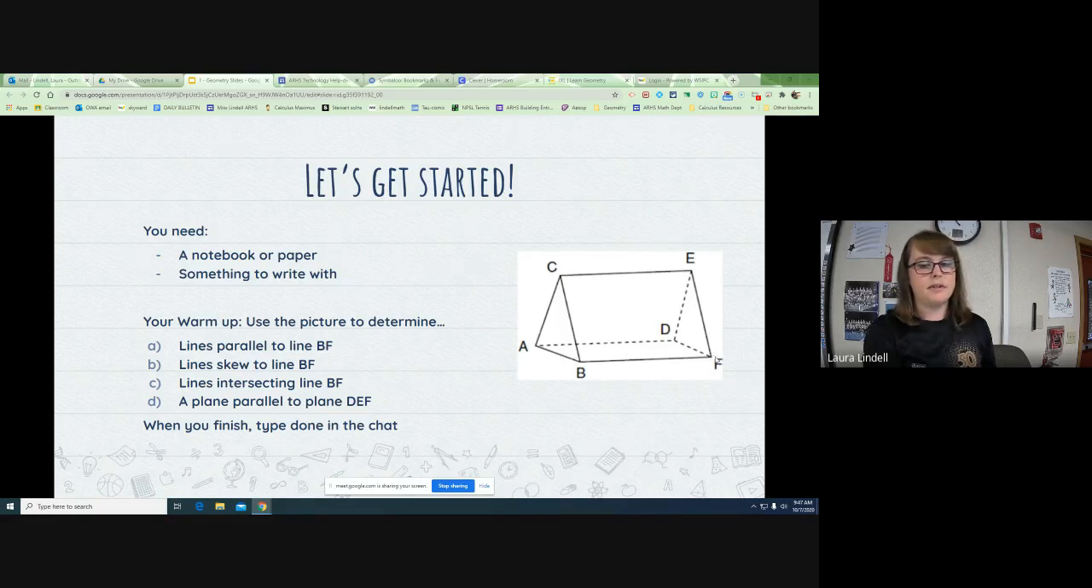All right, how about the ones that touch at point F? There we go, nice, Mallory. FD. And then one more. FE, nice, Ashton. Yes, those are the 4. FD, FE, BC, and BA. Those are all the ones that intersect with BF.